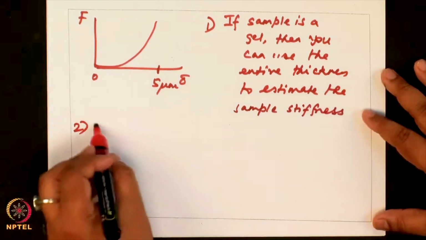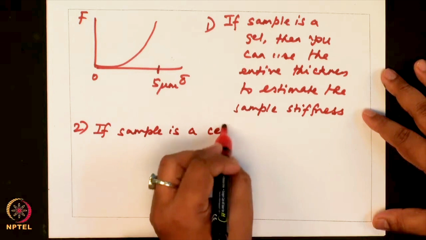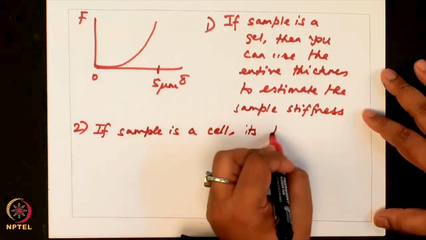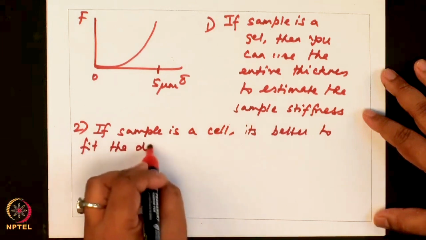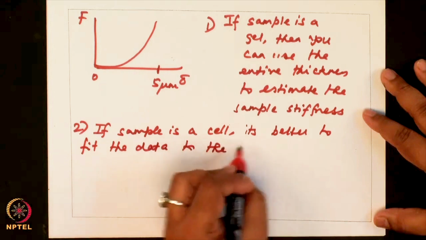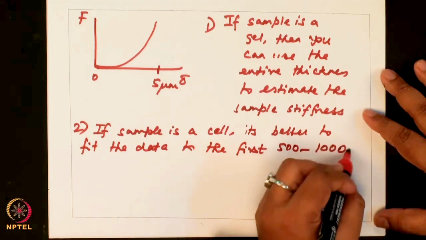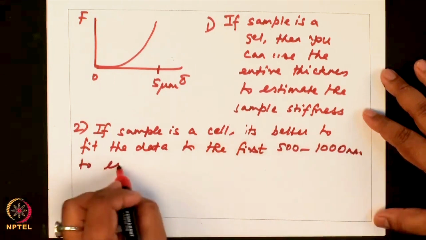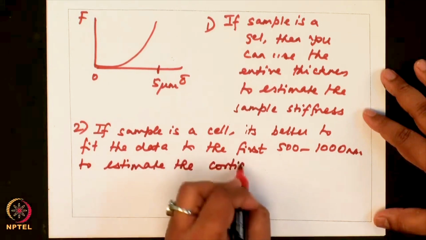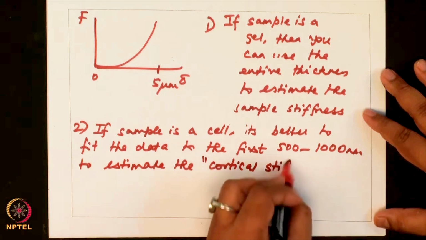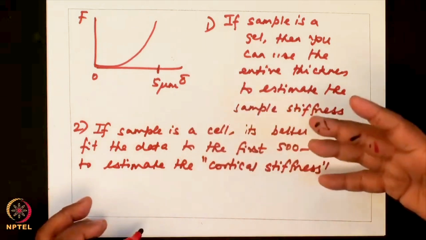But if the sample is a cell, it is better to fit the data to the first 500 to 1000 nanometers. This provides estimates of cortical stiffness. So, what you are measuring is the cortical stiffness of your cell.